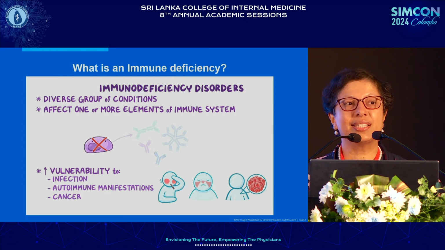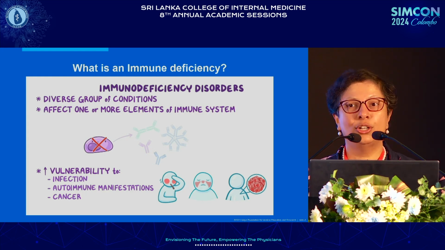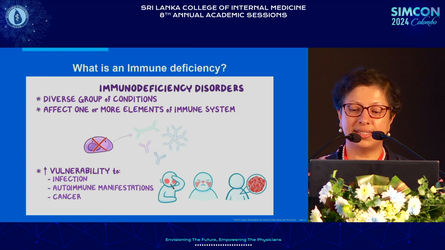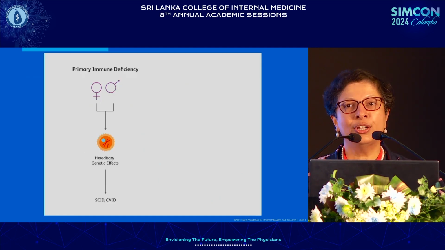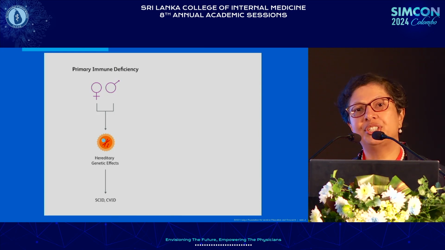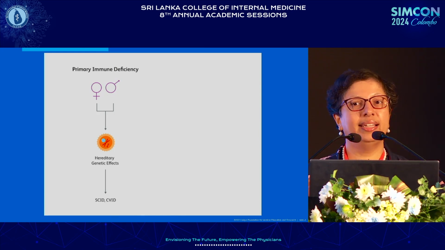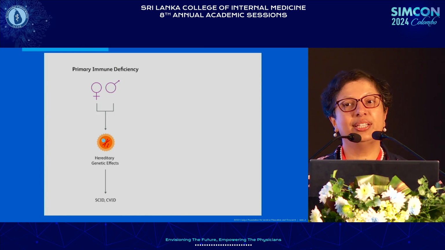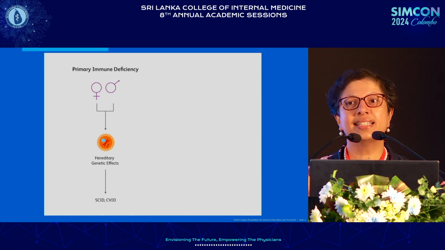So in the past, we used to think infection is the hallmark, but over time we have recognized not only infection, but autoimmune diseases also are part and parcel of this disorder. So what is a primary immunodeficiency? Primary is something inherent, right? This is something you inherit from your parents. It's a genetic issue where you have a defect with your immune system.